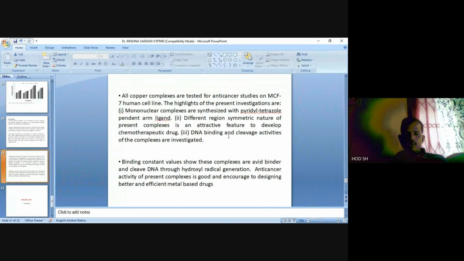The final point: binding constant values show that these complexes are avid binders and cleave DNA through hydroxyl radical generation. Anti-cancer activity of the present complexes is good, encouraging us to design better and more efficient metal-based drugs.